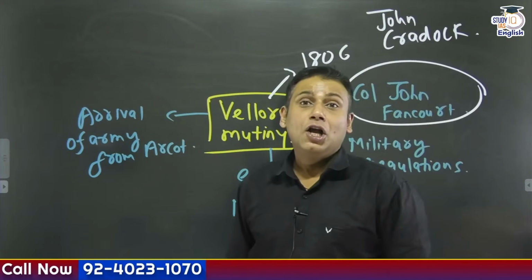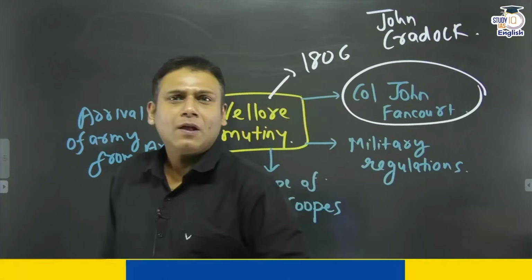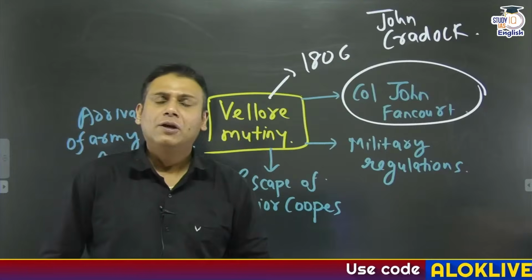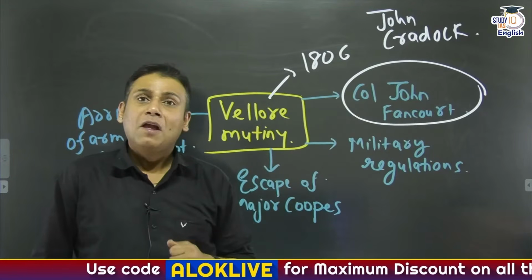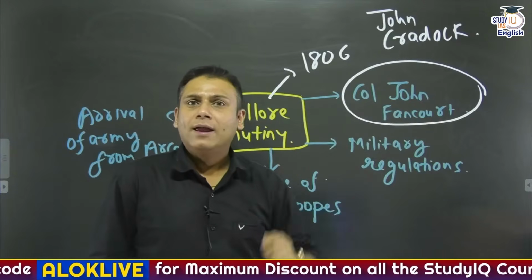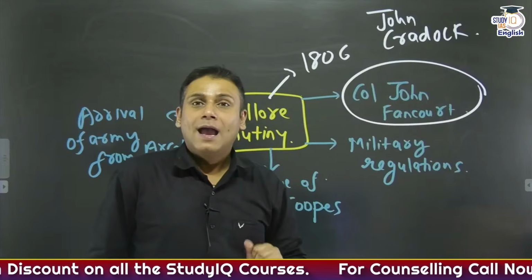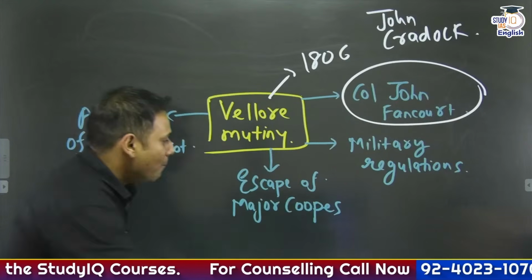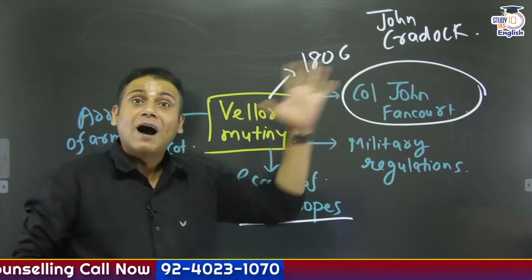it is said that the soldiers started a rampage. They started killing the British commanding officers. The commanding officer, Colonel Fancourt, was killed. 15 other military officers were killed. 100 European soldiers were killed. And at that time, somehow, Major Coops escaped from the Vellore Fort and moved to the region of Arcot.